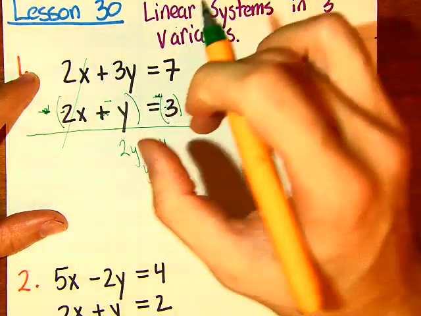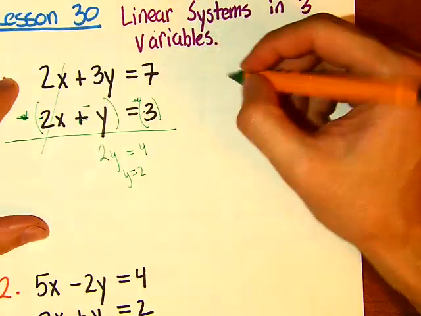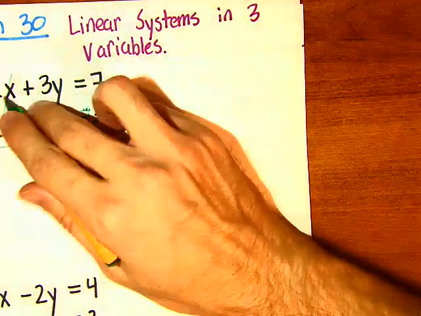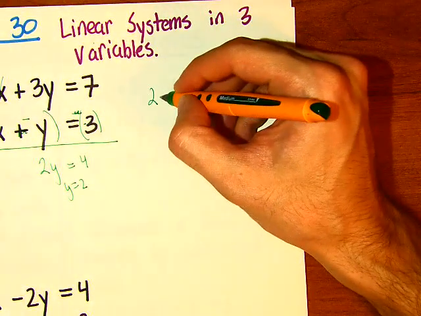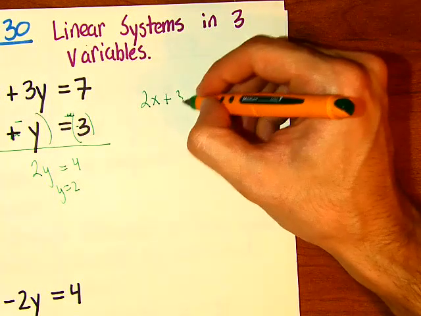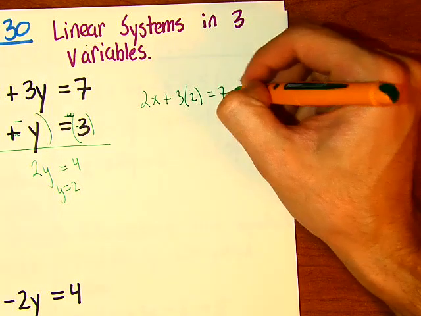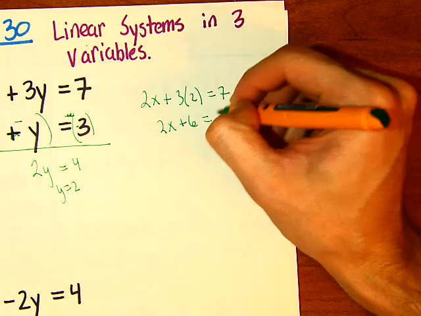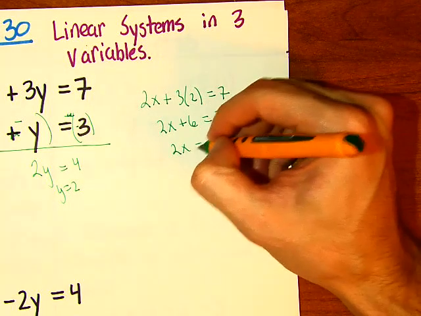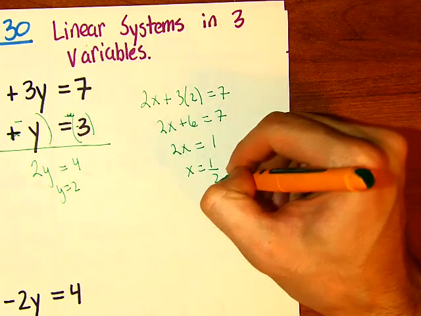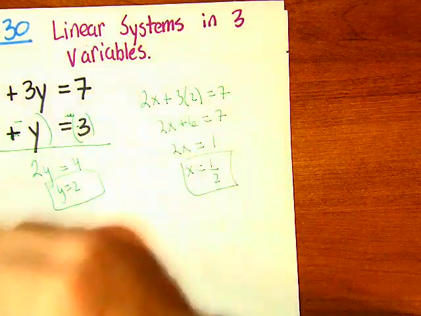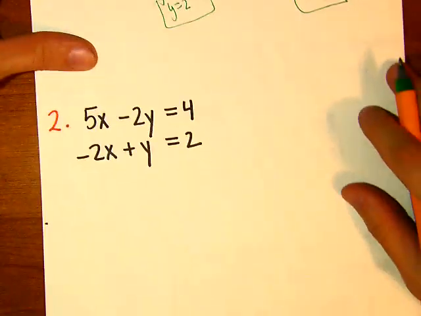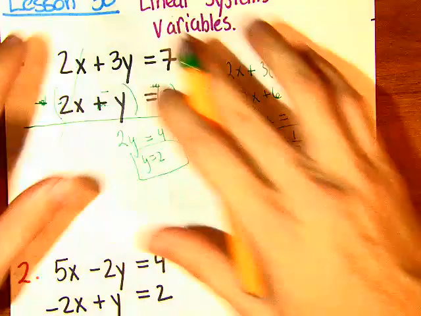And then what do you do with this y equals 2? You plug it into any one. So let's say you plug it into the first one here: 2x plus 3 times 2 is equal to 7. 2x plus 6 is equal to 7. 2x is equal to 1. x is equal to a half. Okay, and we're done with the first one. And if you want, you can plug it in and it works.